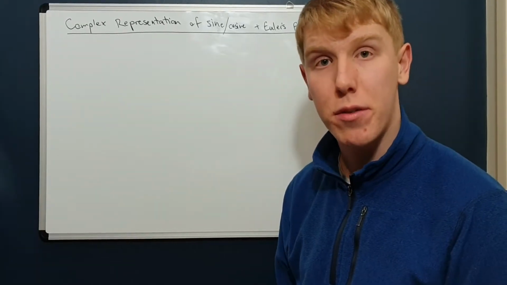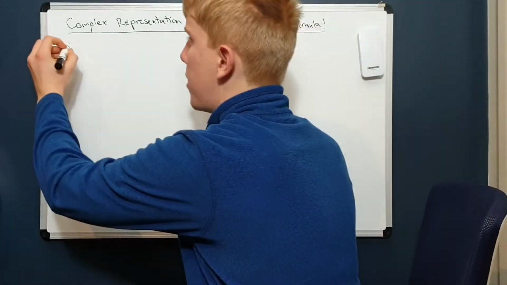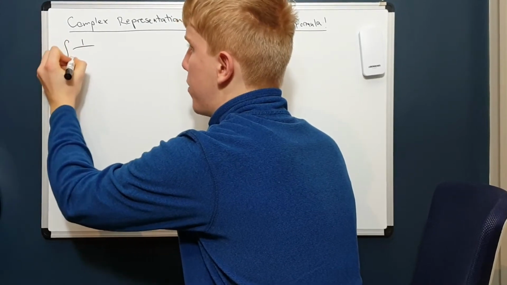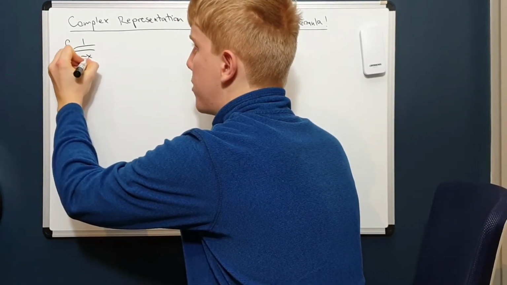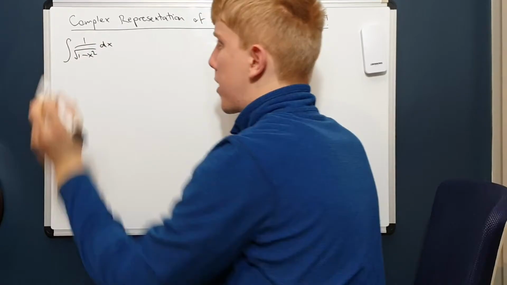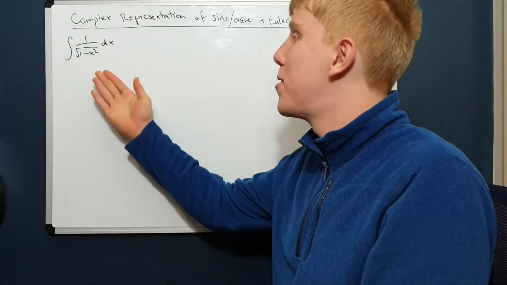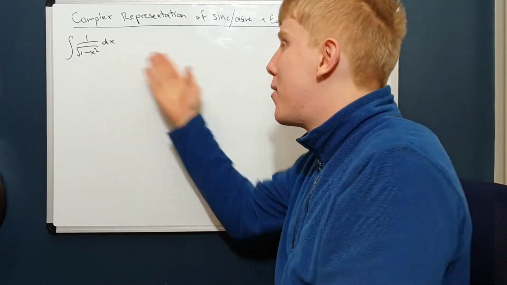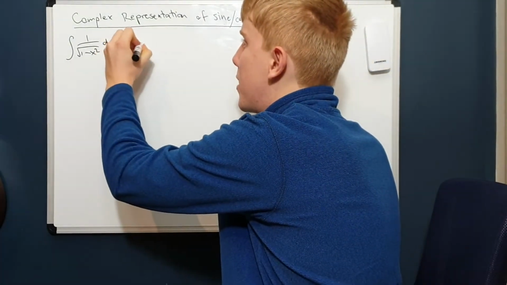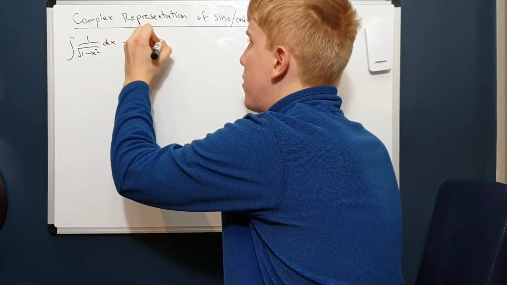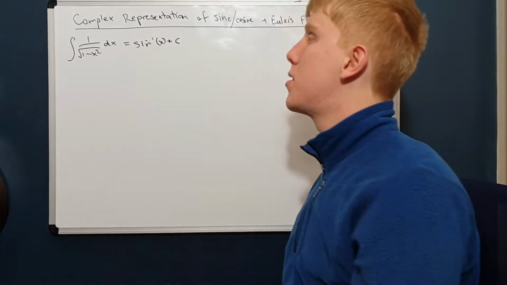So we're actually going to start off with an integral, namely the integral of 1 over the square root of 1 minus x squared dx. And if you're familiar with your derivatives and integrals, you would know that this can immediately be evaluated as the inverse sine of x plus some arbitrary constant.